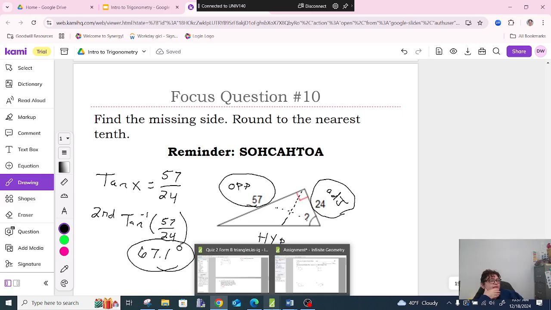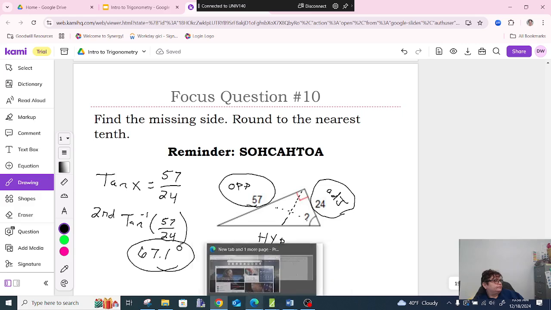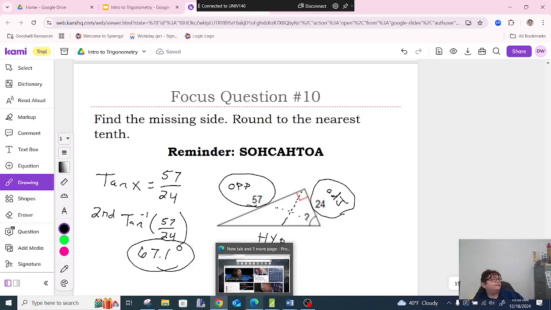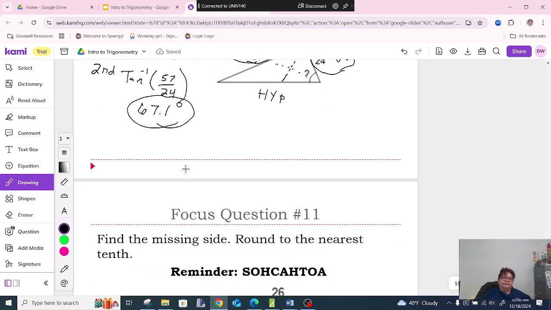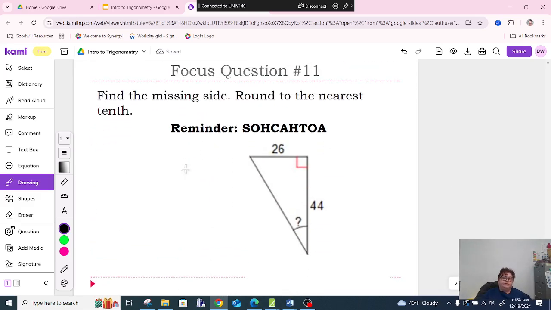No, it's when you're looking for a degree and you press that second key that you get that -1. Because you're trying to find the inverse, you're not trying to find the length. So that's why you use the second key.